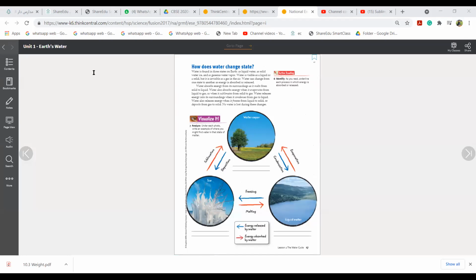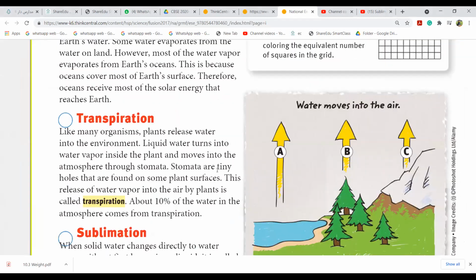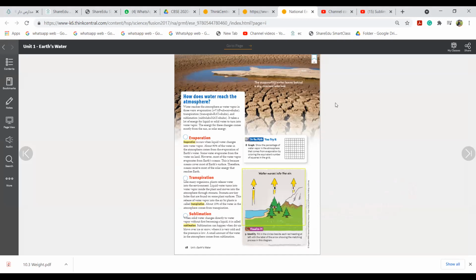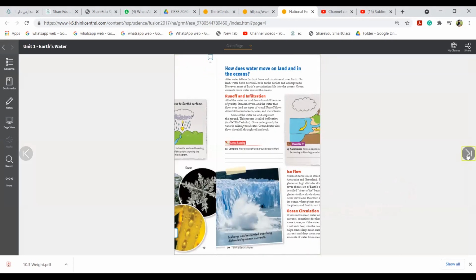So we have evaporation. About 90% of the water comes from evaporation. We have transpiration. That is release of water vapor into the air by plants. Liquid water turns into water vapor inside the plant and moves into the atmosphere through stomata. Stomata are tiny holes on the plant surfaces. And finally, we have sublimation. I have shown you the iodine and the dry crystals, how it changes directly from solid to gas. Whenever the word sublimation comes, remember it is direct from solid to gas or from gas to solids.